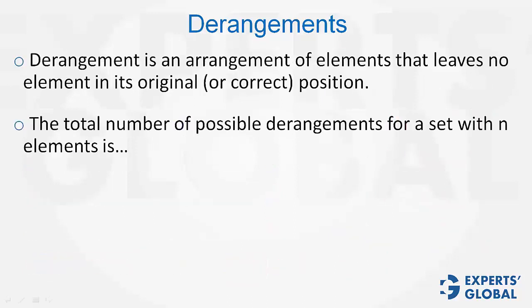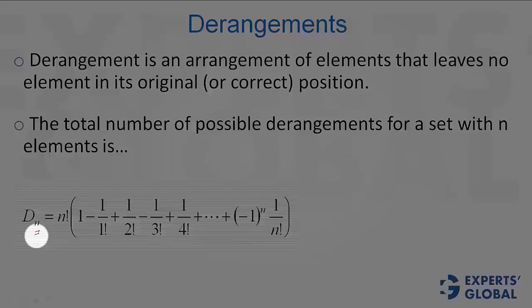The total number of possible derangements for a set with n elements is called Dn. Please look at this formula. See, the first 2 elements basically add up to 0, so you can very well just eliminate this. And then 1 by 2 factorial. Now the number involved is odd, so the sign becomes negative. The number involved in the denominator is even, so the sign becomes positive, and ultimately the series ends with 1 by n factorial. And once again, if n is even, the sign would be positive, otherwise negative.